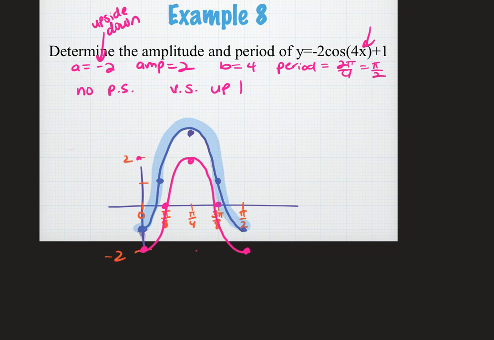Now, you don't have to draw the one before it. If you didn't want to draw it and you wanted to shift it, you totally can. But I would say people make the most mistakes when there's a vertical shift and a reflection involved. So just be really, really careful.